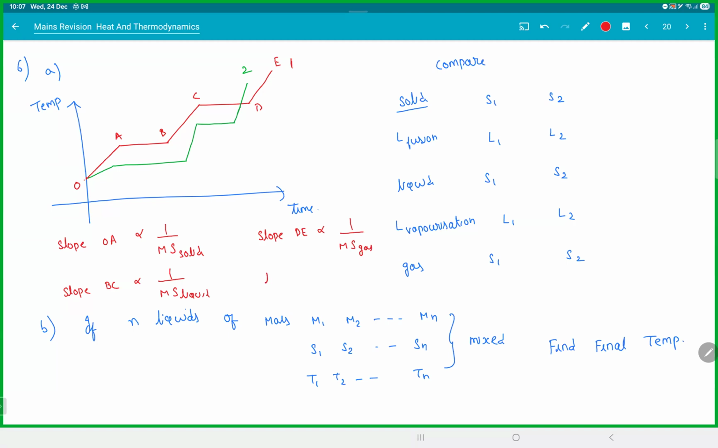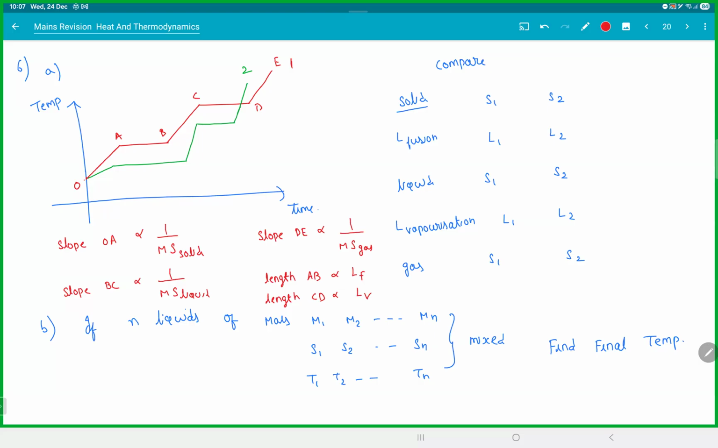And if you look at the length AB, the longer the length means it took more time for the solid to become liquid. So length AB is proportional to latent heat of fusion, and length CD is proportional to latent heat of vaporization. So the horizontal lengths will tell you about the latent heats, and the slopes will tell you about the specific heats.